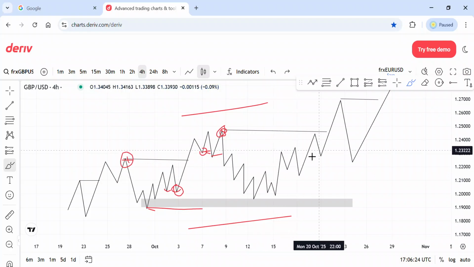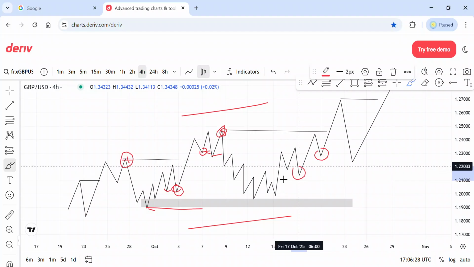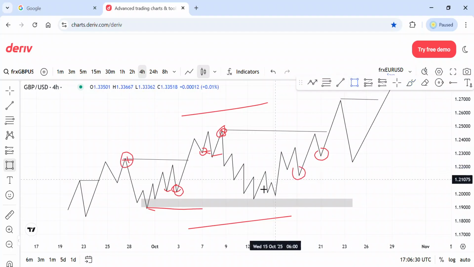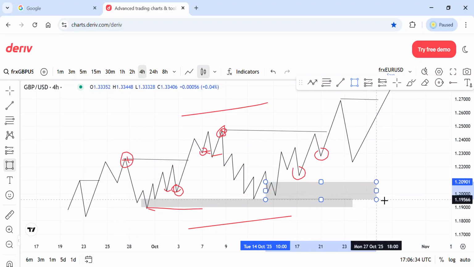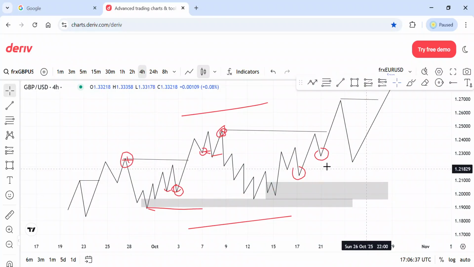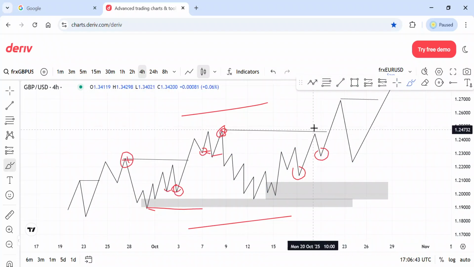So this is a liquidity. This is a liquidity too. But some people will mark the order block maybe somewhere here like this. So that's how to spot liquidity on the chart. And as you can see, something happened here. You can see the market just did something after the market broke out from this high here.